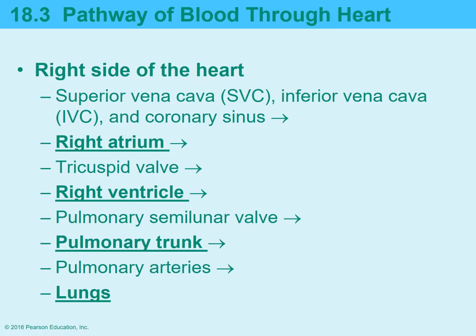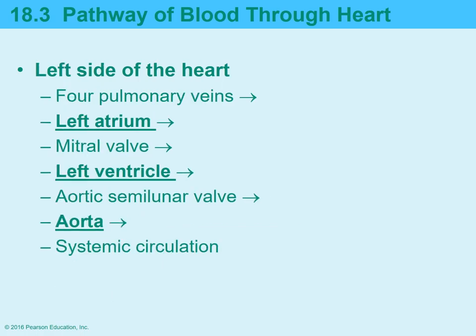From the lungs, the blood becomes oxygenated, so it gets rid of the CO2 and picks up oxygen, and then you've got your 4 pulmonary veins, 2 from the right and 2 from the left lung, and all 4 of those will drain into the left atrium. The blood then will flow through the mitral valve into the left ventricle, through the aortic semilunar valve into the aorta, and then up around into systemic circulation, throughout the body, and come back via the superior vena cava and inferior vena cava, and start the whole process over again.